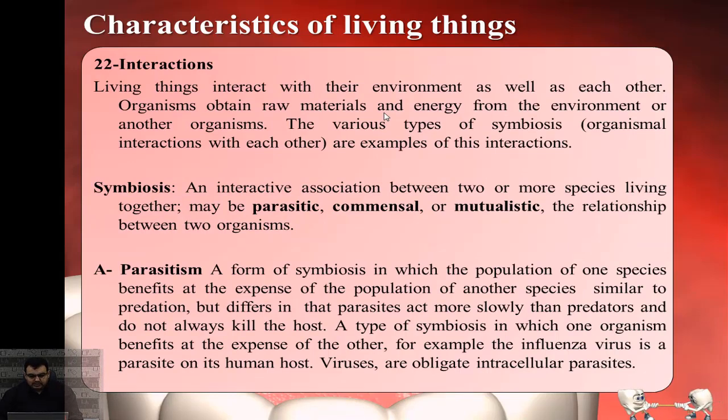22. Interactions. Living things interact with their environment as well as each other. Organisms obtain raw materials and energy from the environment or another organism. The various types of symbiosis, organismal interactions with each other, are examples of these interactions. Symbiosis, an interactive association between two or more species living together, may be parasitic, commensal, or mutualistic, the relationship between two organisms.